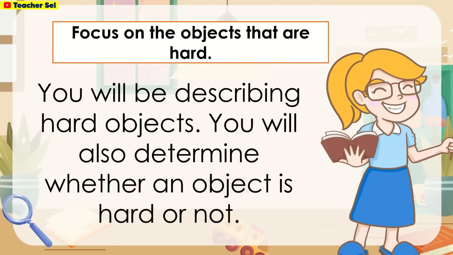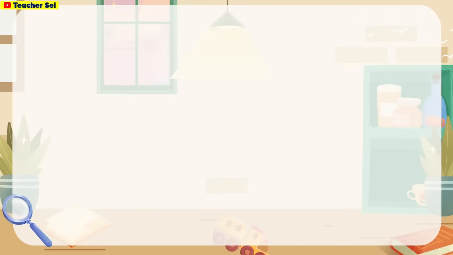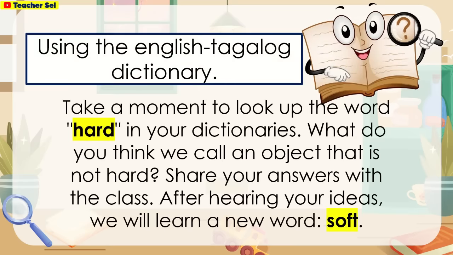You will be describing hard objects. You will also determine whether an object is hard or not. Using the English-Tagalog dictionary, take a moment to look up the word hard in your dictionaries. What do you think we call an object that is not hard? Share your answers with the class. After hearing your ideas, we will learn a new word, which is soft.